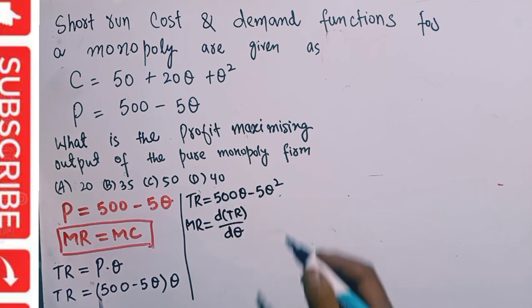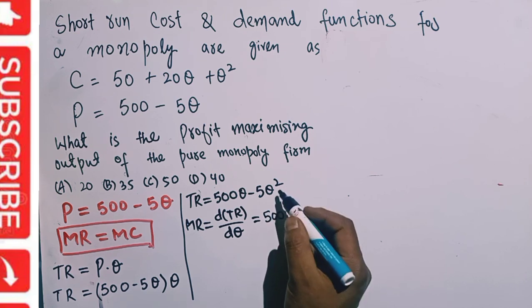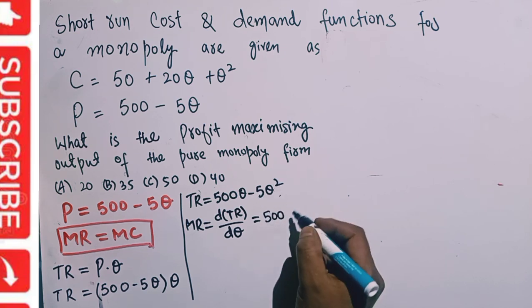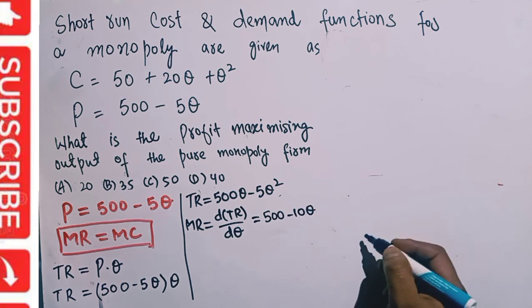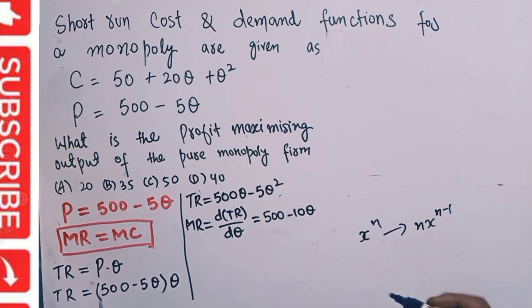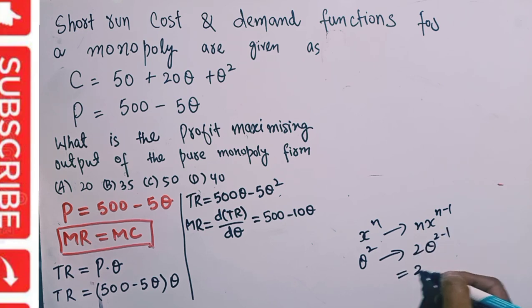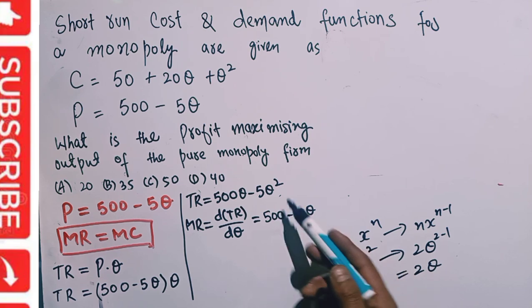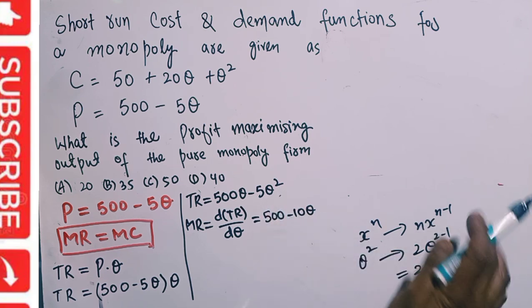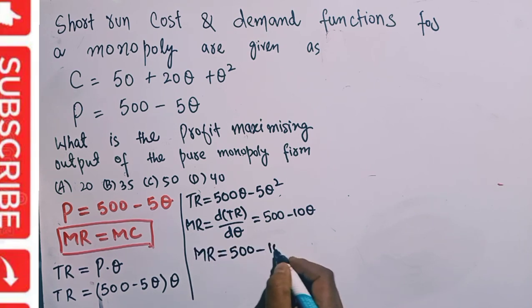That means differentiating this function with respect to q, derivative of q is 1, so we are left with 500. Derivative of q square is 2q, so 2 into 5 is 10q. Simply, x raised to the power n, its derivative is n times x raised to the power n minus 1. Here we have q raised to the power 2, so its derivative is 2 becomes the coefficient and the exponent is reduced by 1, that gives us 2q here. So this 2 gets multiplied with this 5, so it becomes 10 here. So our marginal revenue came out to be 500 minus 10q.